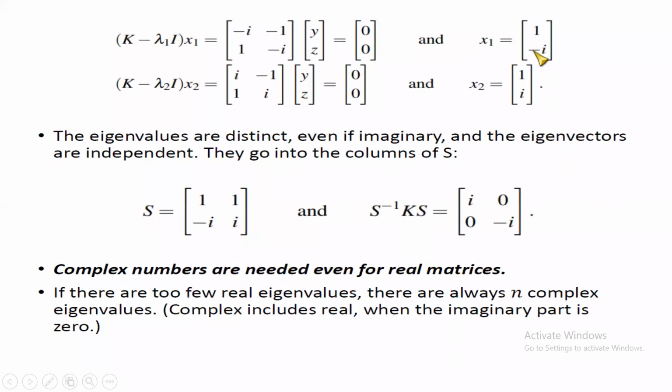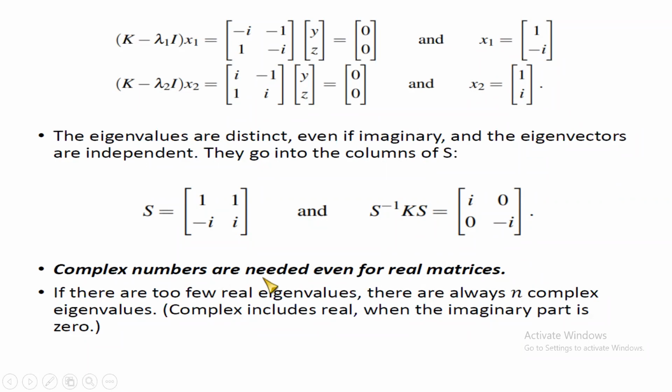So having found the values of x1, x2, you can put both of them in the form of S and then take S inverse KS, and that turns out to be this value. Or you can try to find out KS and S lambda; both will turn out to be the same value, whatever it is. However, S inverse KS should be equal to lambda, and lambda consists of both eigenvalues in the diagonal position.